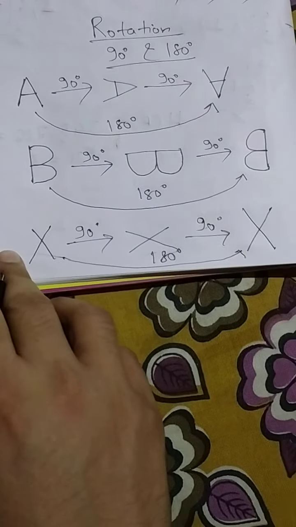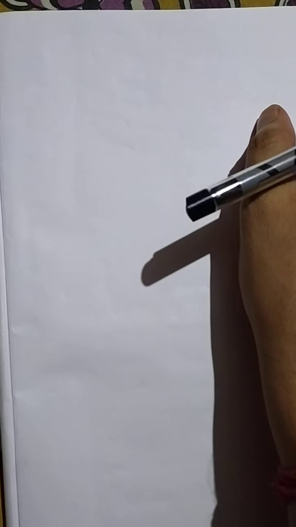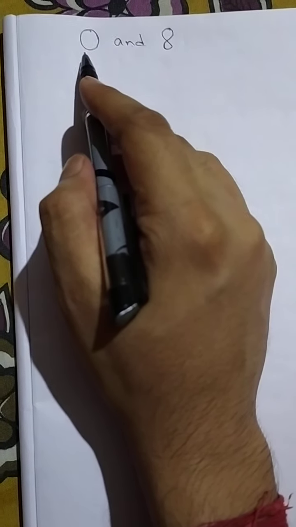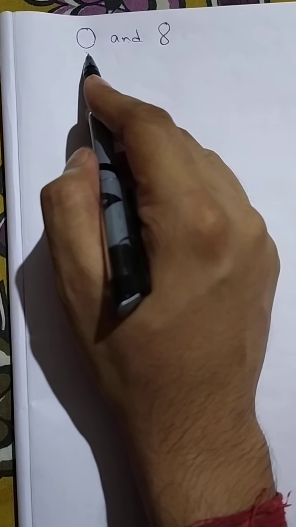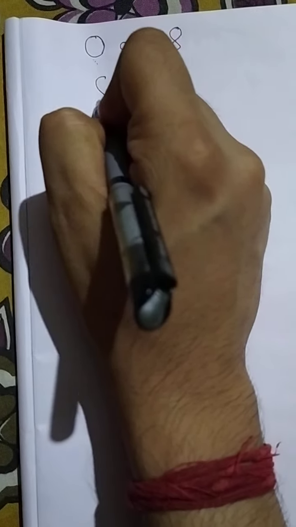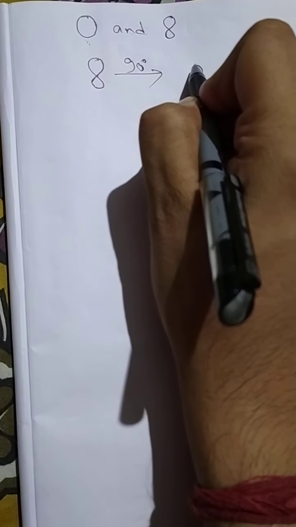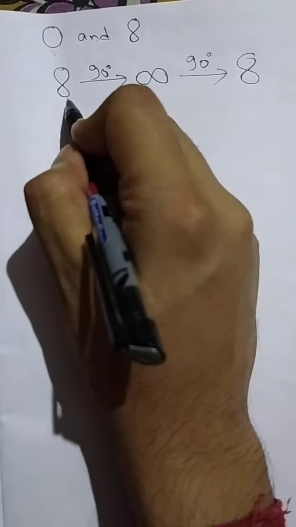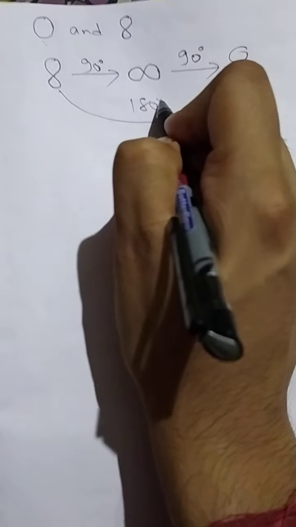Okay, this is an example of English alphabets. Now let's move to digits. Now which digits look same after 180? So the answer are 0 and 8. These two look same. Because 0, if you give 90 degree rotation, 180 degree rotation, it looks same. And 8, if you give 90 degree rotation, 8 will look like this. And again, if you give 90 degree rotation, it will look like this. So 90 plus 90, directly 180 degree rotation, it looks same.